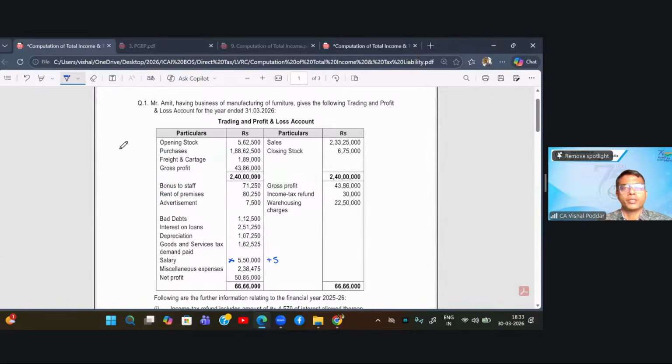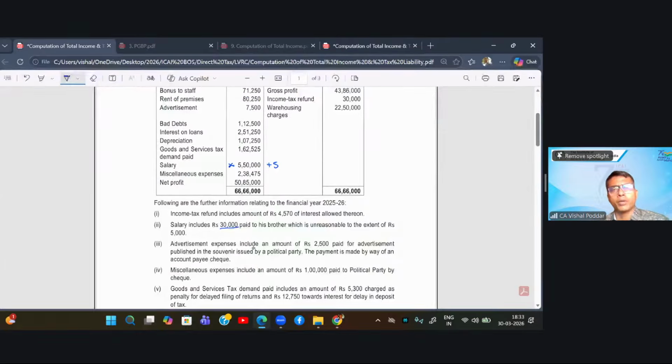Then the other adjustment, advertisement expense includes amount of 2,500 paid as advertisement, which is published in the souvenir of a political party. Now, you know that section 37, which is the general deduction section, allows deduction for all business expenses, but it has some restrictions. The restriction is that whenever any payment is made as some type of advertisement in the political party's brochure, tract, pamphlet, it will be fully disallowed.